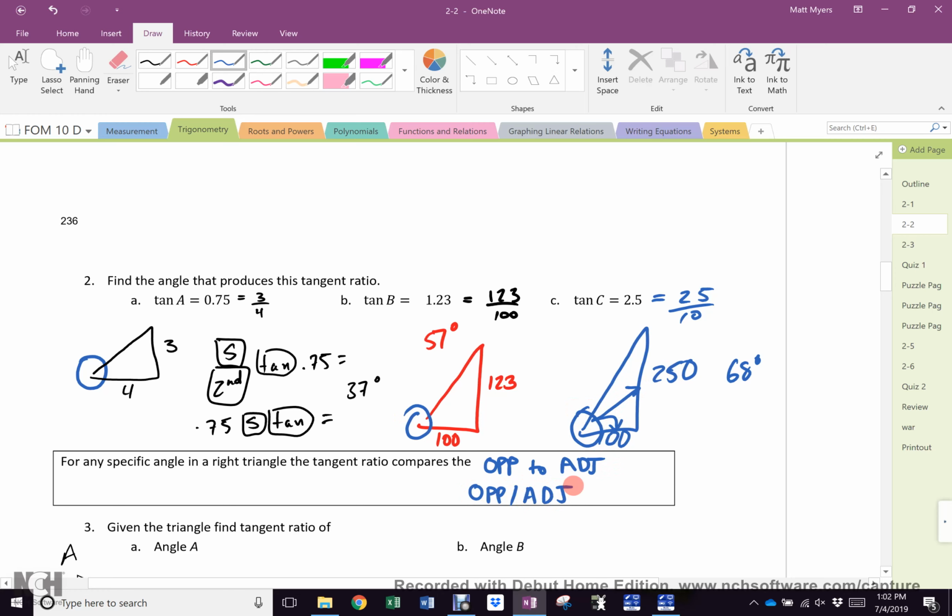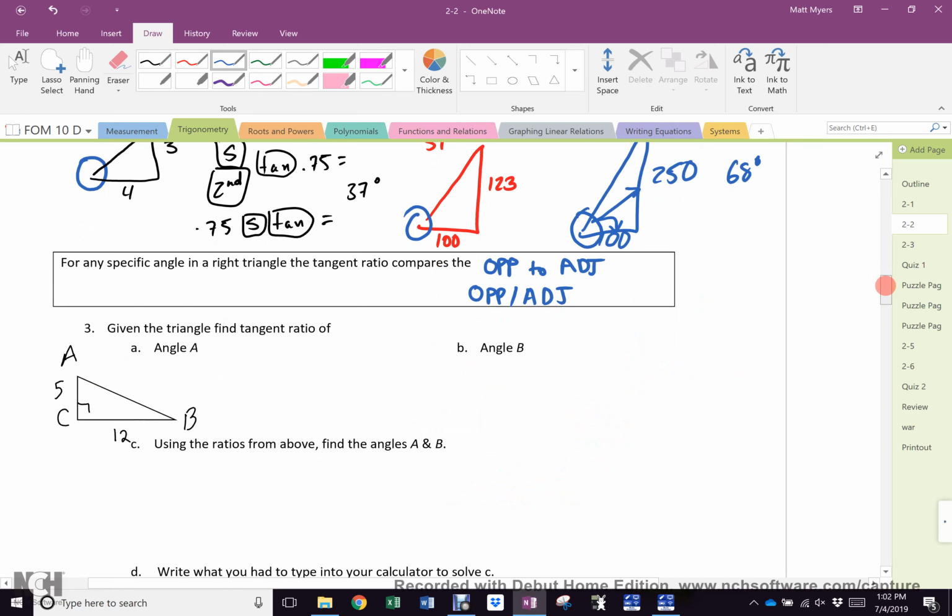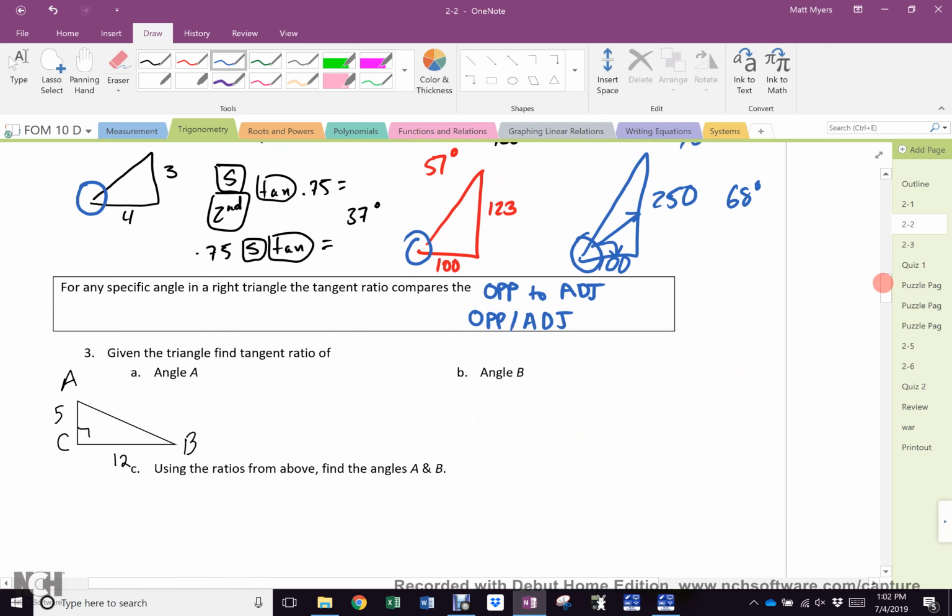Everybody good? All right. Most of you have seen this already. Some of you haven't. The 3 or 4 of you that have never seen trig, are we okay right now? Yeah? All right. So let's look at this triangle right here.